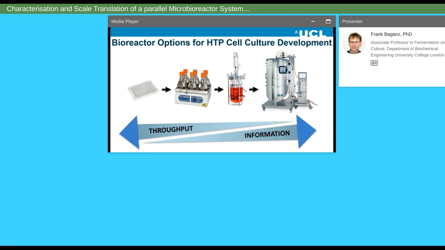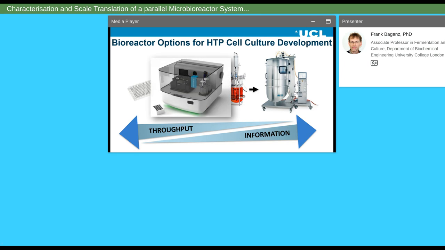Both throughput and the amount of information that can be obtained from a run are functions of the scale. The smaller the scale, the more experiments can be run in parallel, but also less information is obtained. At the larger scale, financial and space constraints restrict the number of parallel experiments. However, these experiments allow for better insight at conditions closer to the actual production process.